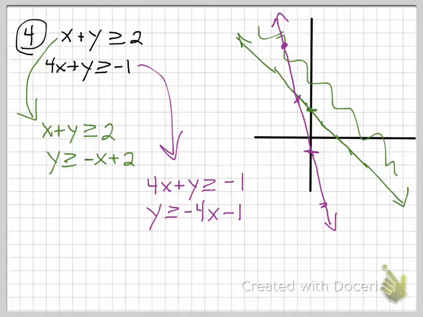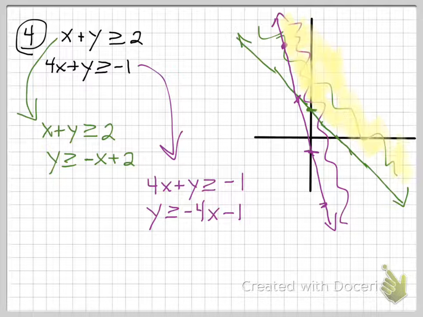And then which way do we shade? Well, this one's also greater than, so it's shaded on top. So now we've got to look where our shading overlaps. I have both purple and green on the top right-hand corner.